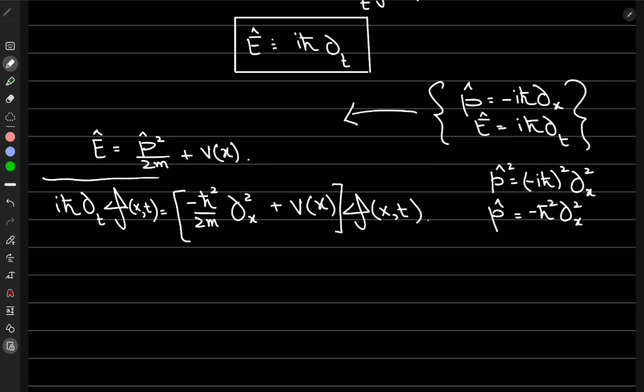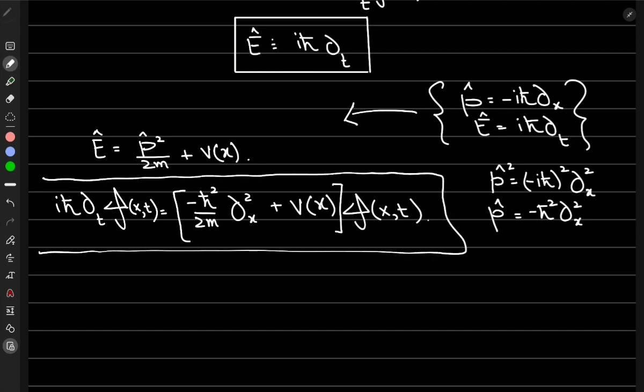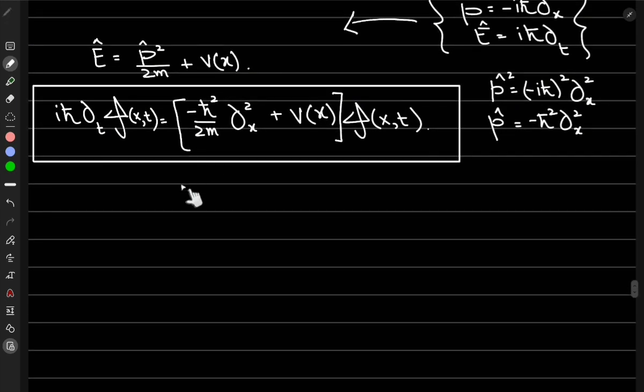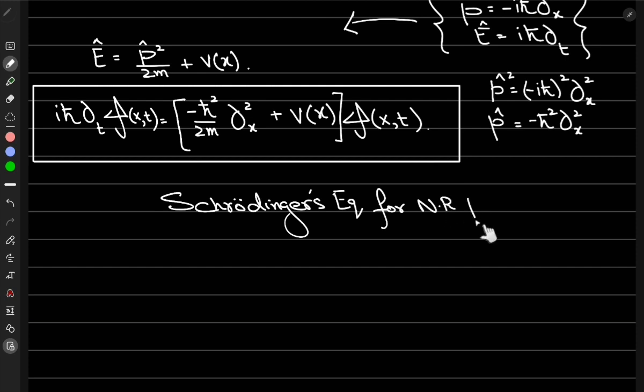This equation that I just wrote over here, well, really derived over here, is the Schrodinger equation for a non-relativistic particle in one dimension. So I'll write that down over here. So this is the Schrodinger equation for a non-relativistic particle that lives inside one dimension. Non-relativistic, by the way, just means that it is not moving closer to the speed of light. It's moving with a velocity that is very much smaller than the speed of light.